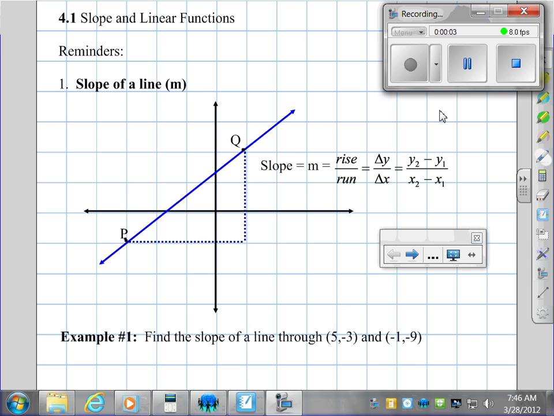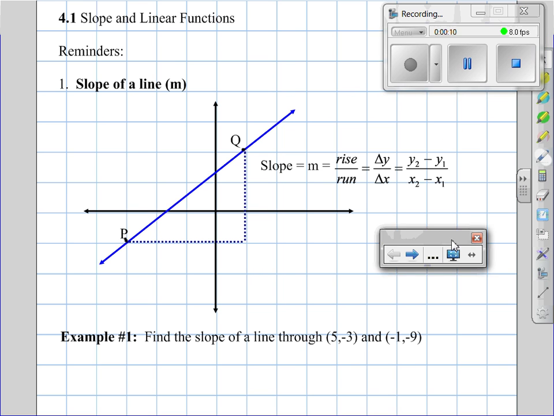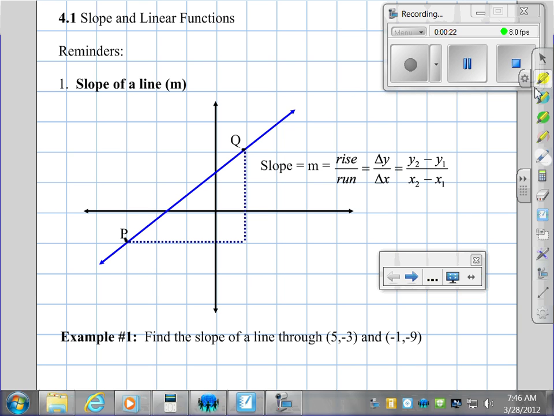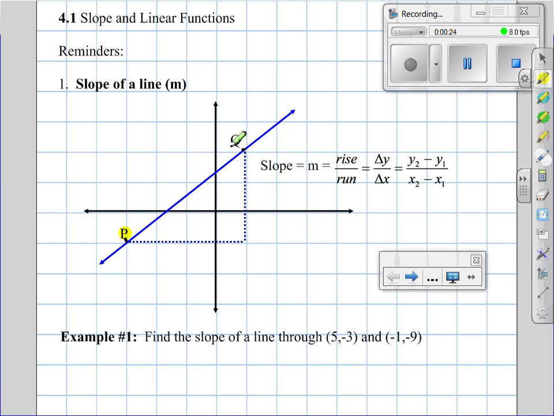Here is section 4.1. We are going to review some of the things you already should know about, in particular, slope. If you look at the expression we have up on the screen right now, we should be familiar with the fact that on any straight line, if we want to find the slope between 2 points, in this case P and Q, each coordinate has x and y values, and the change in the y values we call the rise, which can be expressed at least 3 different ways.